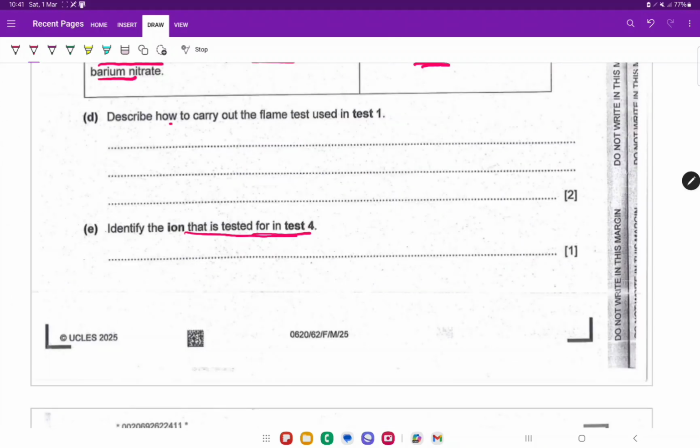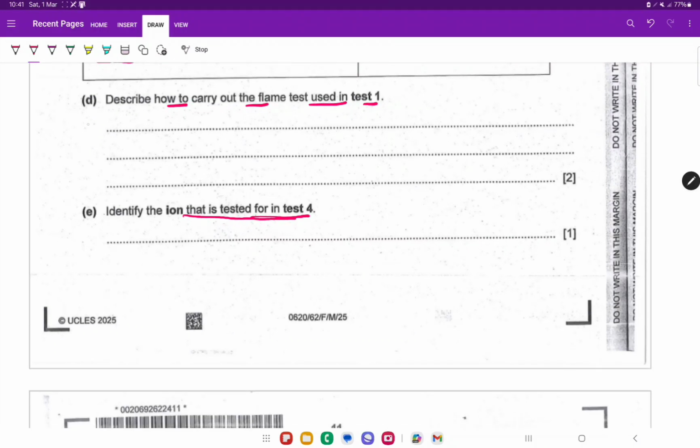Now the question is saying, describe how to carry out the flame test used in test 1. For a flame test, you take a clean platinum wire loop. Take a clean platinum wire loop, and what do you do then? Dip it in concentrated HCl so as to clean it further, to remove any impurities or any salt attached to it, and then dry it. Then burn or heat it in a flame. It is better to heat it in the flame so that any other salt attached to this platinum wire is removed.